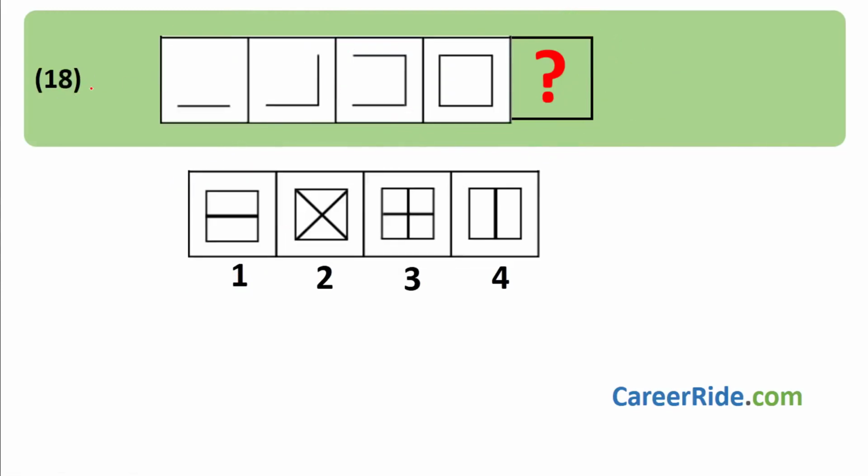Question number 18. Now I know this is a very easy sum, and by seeing it directly you can see the pattern over here that one line is getting added. This is just to show you what exactly is meant by addition and deletion. Deletion means removing one line, addition means adding one element. Here we had this horizontal line, then one vertical line was added, then this line was added, then this line was added. Now what is the next part? Whether it is this, this, or this.